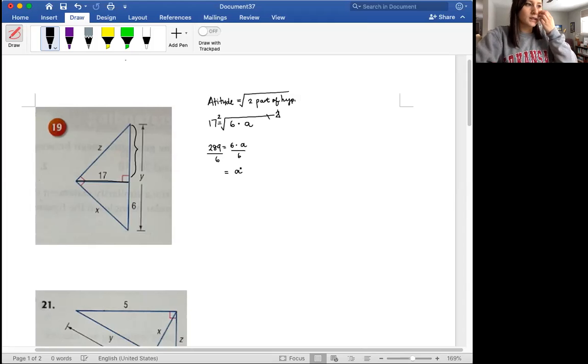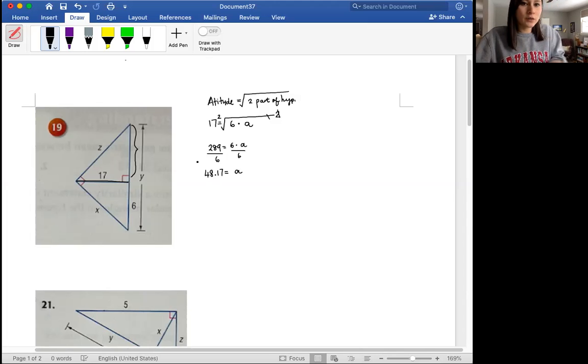And then you are left with, let me plug it in on my calculator. 289 divided by 6 is about 48.17.